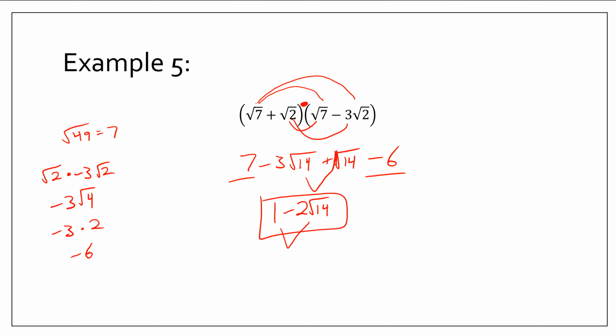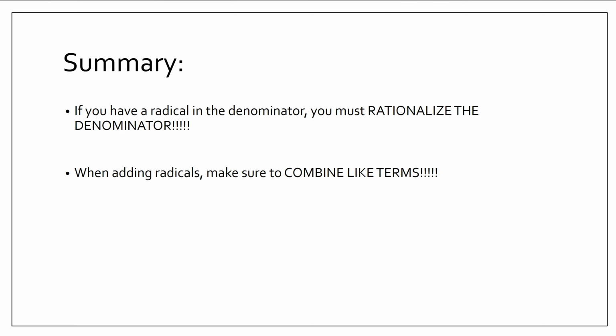And notice these two are not like terms. They do not combine. Wow, that was a crazy example, but it's nothing we haven't done. It's just all mixed up and packaged differently. So, summary: if you had a radical in the denominator like examples 1 and 2, rationalize the denominator first by multiplying by the square root of what's in the denominator. And when adding radicals, be sure to combine like terms. All right, thanks for watching.